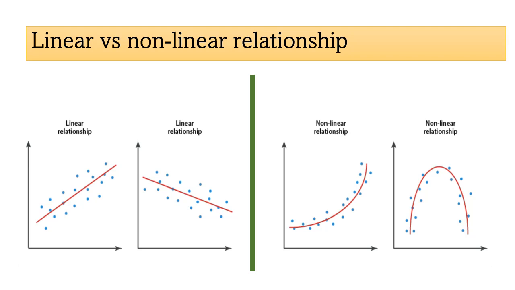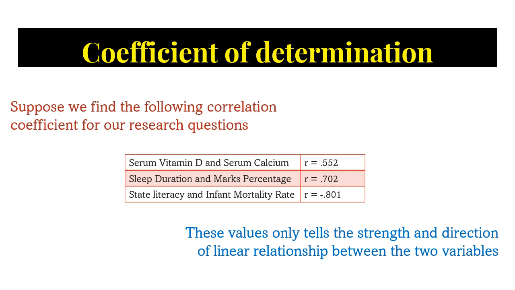So let's understand the linear versus non-linear relationship. In this graph, you can see that if the scatter plot is something like this or like this, where you can imagine a straight line across the dots, then it is a linear relationship. Whereas if the graph is something like this or like this, a hyperbola or in a curve fashion, then this is a non-linear relationship. In bivariate correlation, we need to understand the concept of coefficient of determination.